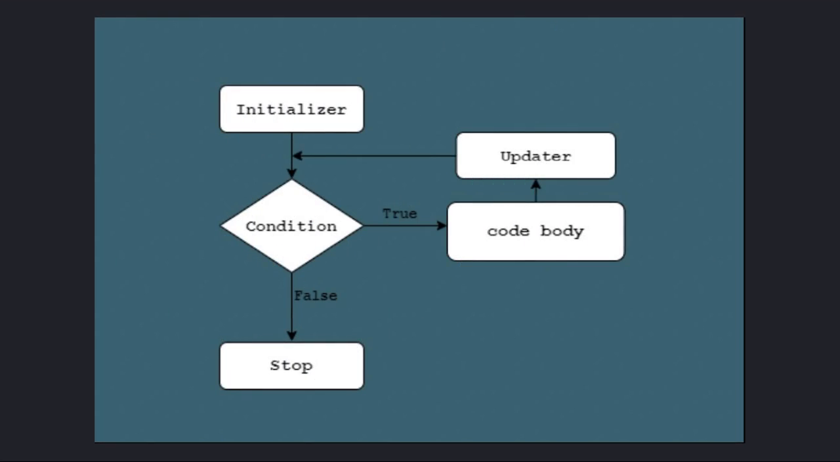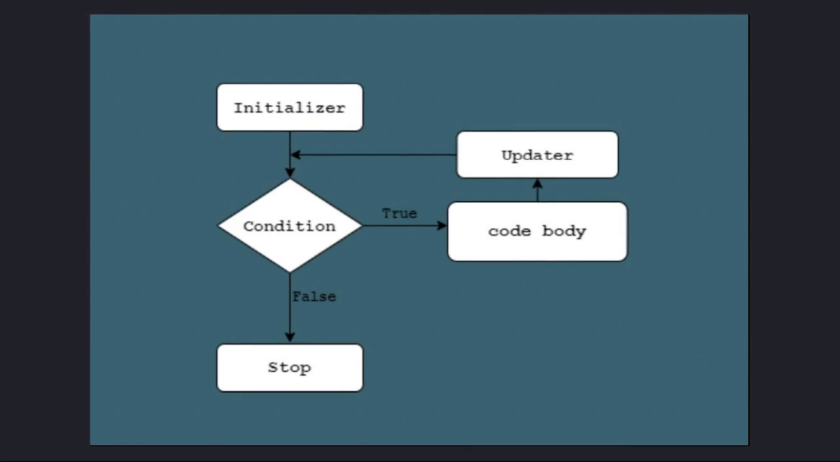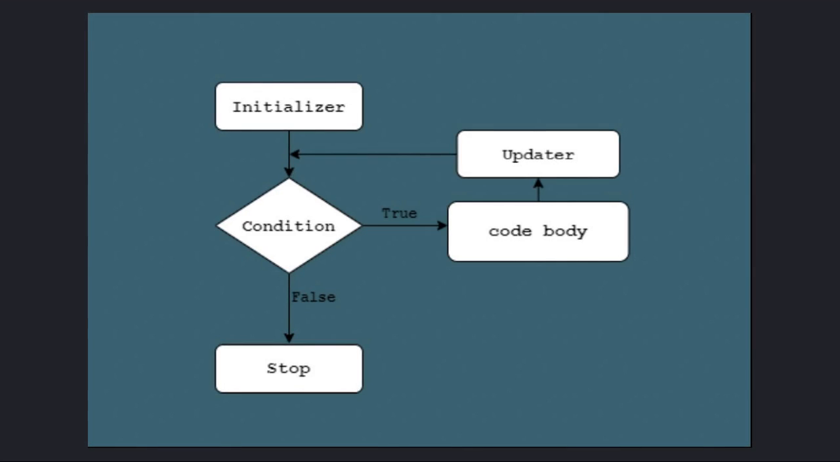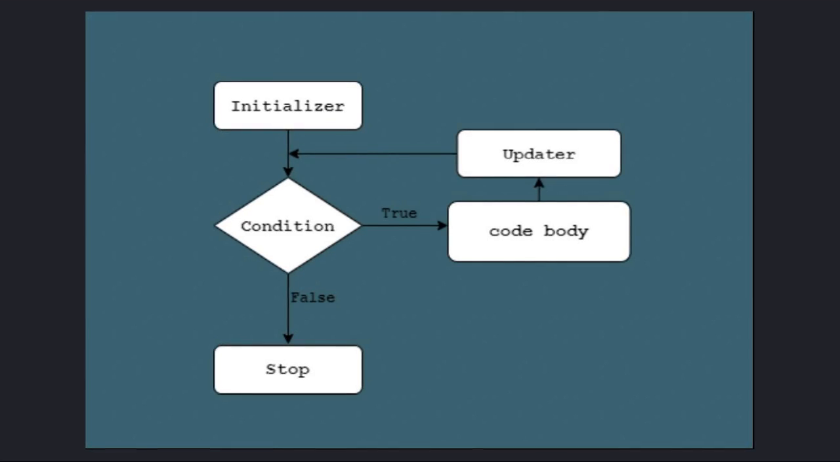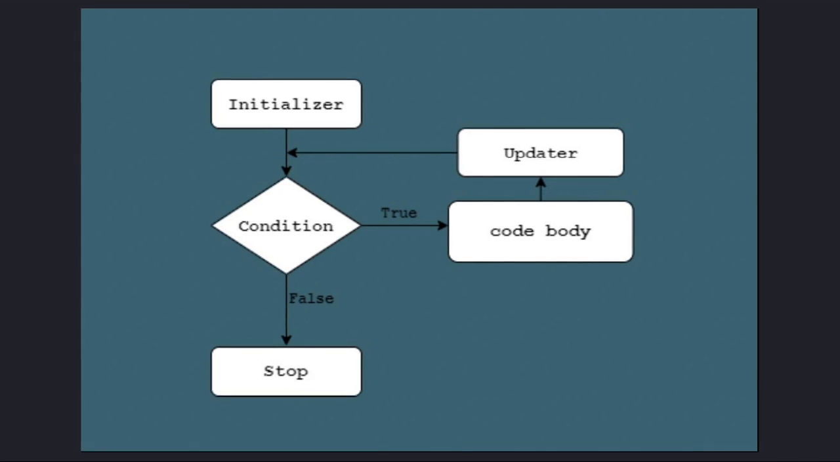Here is a flowchart to better explain the for loop. First, the initializer is evaluated. Then, the condition. If the condition test is true, then the code body or statement is executed. Then the updater is evaluated, and this continues until the condition tests as false. Once that occurs, then this for statement stops and it moves on to the next statement.